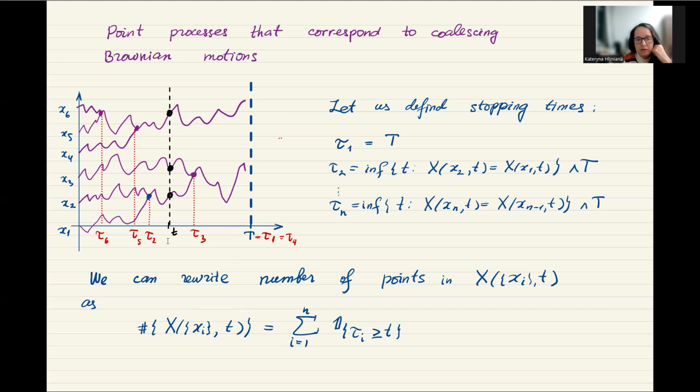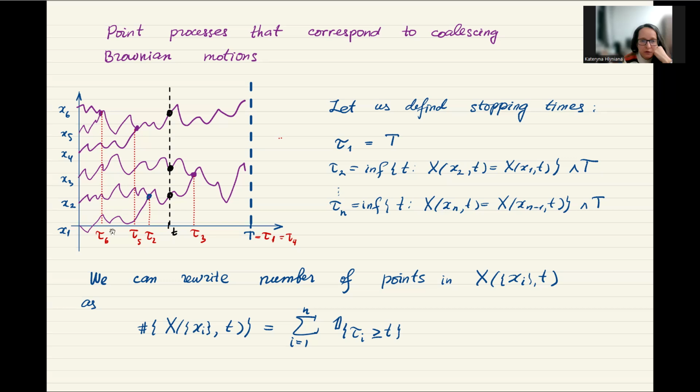And so on, tau3 I define as the first moment of time when the trajectory started from x3 meets a trajectory that starts from x2. Now, the trajectory from x2, this one, and here tau 3 we can see here. And so on, we define stopping times in such a way. We just want to know when the trajectory with index xn meets the trajectory with the previous index xn minus 1. So on this picture, you can see it for better understanding. And now, how can I count the number of trajectories at point t, at moment t?